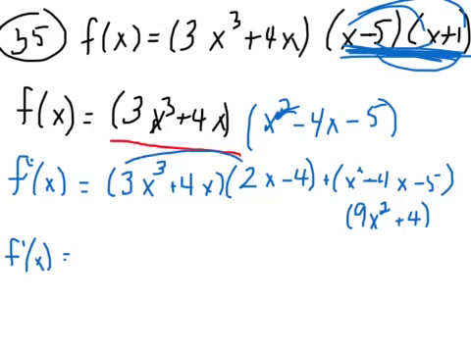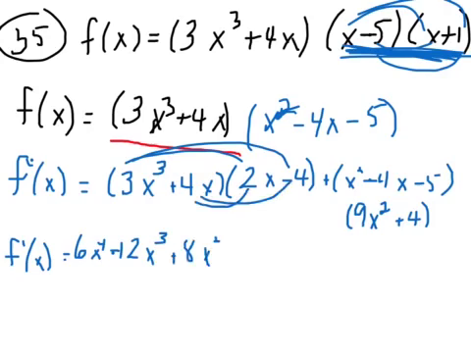Okay, so that's going to be 6x to the 4th minus 12x cubed. I'll just list all these terms. Then plus 8x squared, and then minus 16x. I'm going to do the other one in green just so we can see the difference in case I get lost and have to go back.